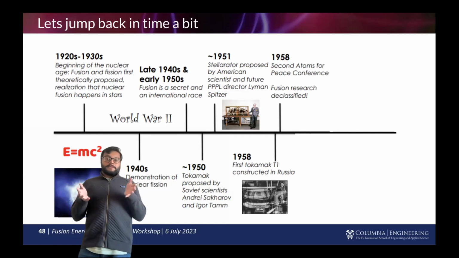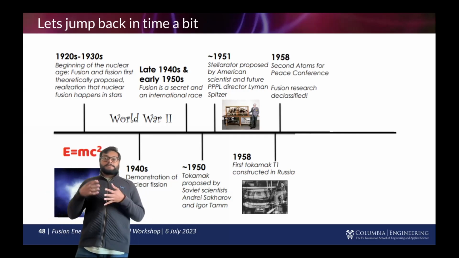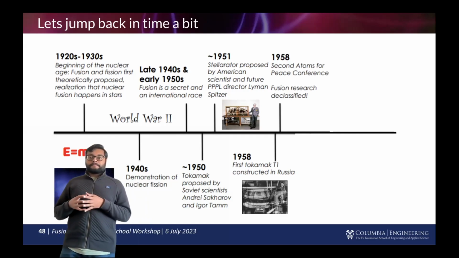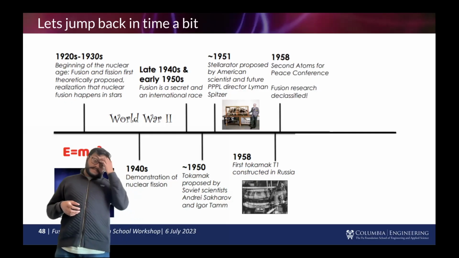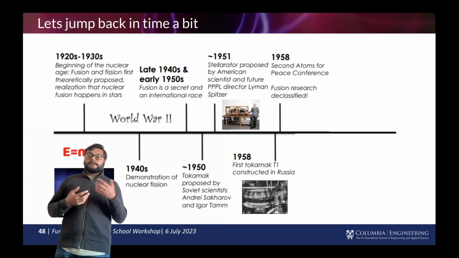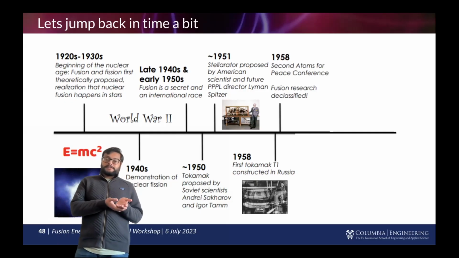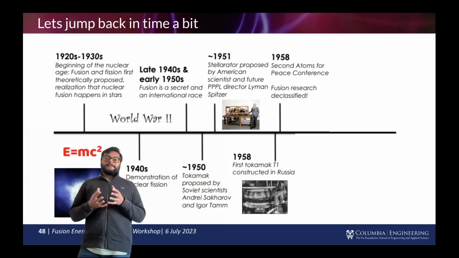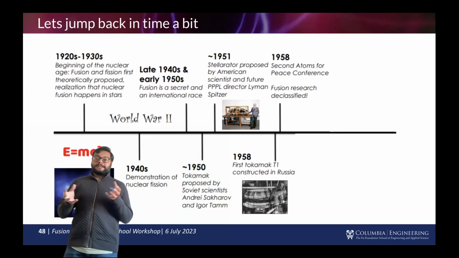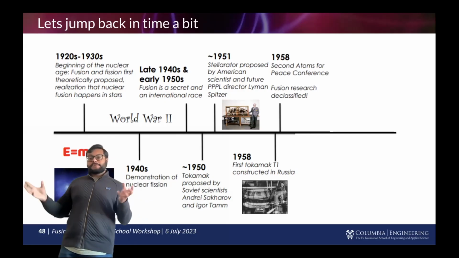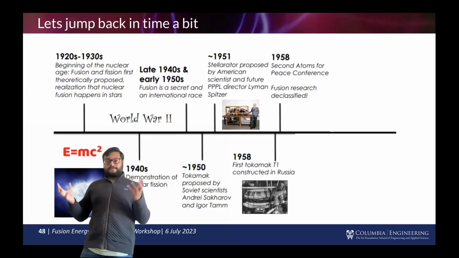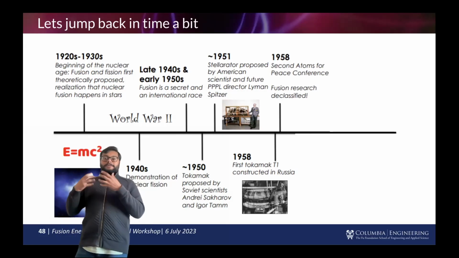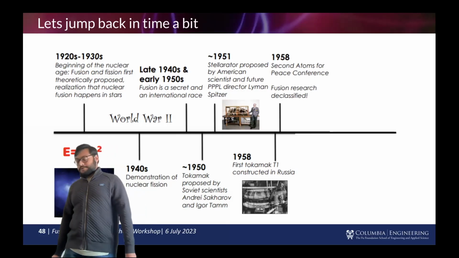Ultimately, what ended up happening was this Atoms for Peace conference in 1958, where the US side showed its Stellarator concept and the Soviet Union side showed the tokamak concept. Together they decided to declassify fusion research so that fusion could be explored globally and information could be shared globally to effectively get a working fusion reactor.